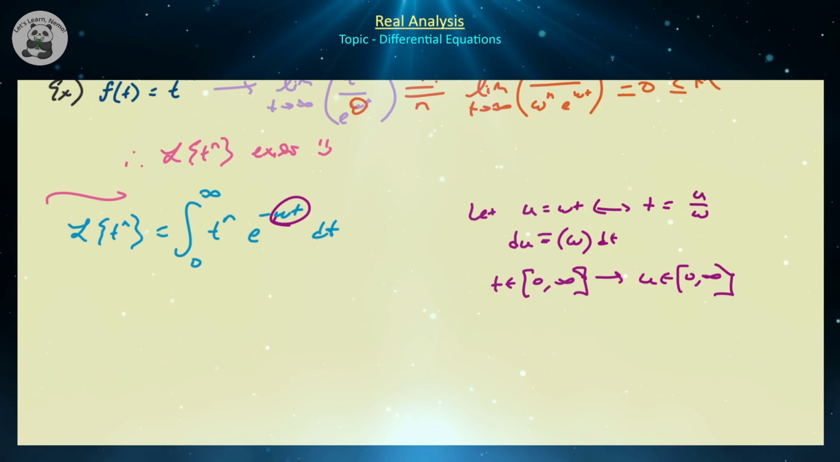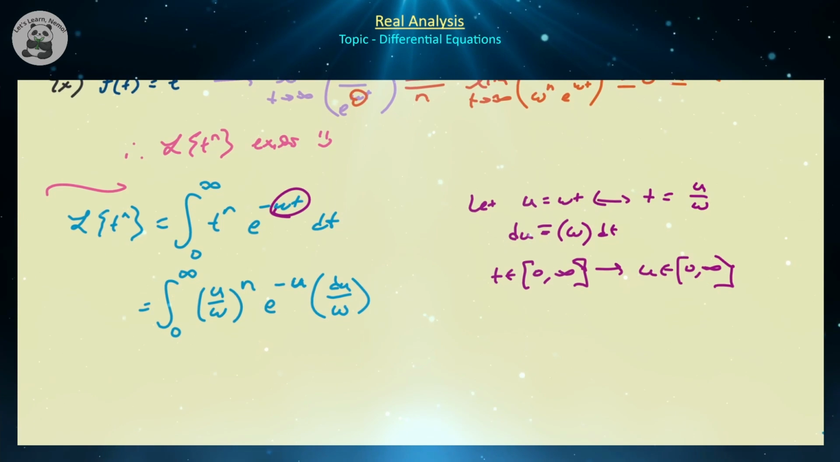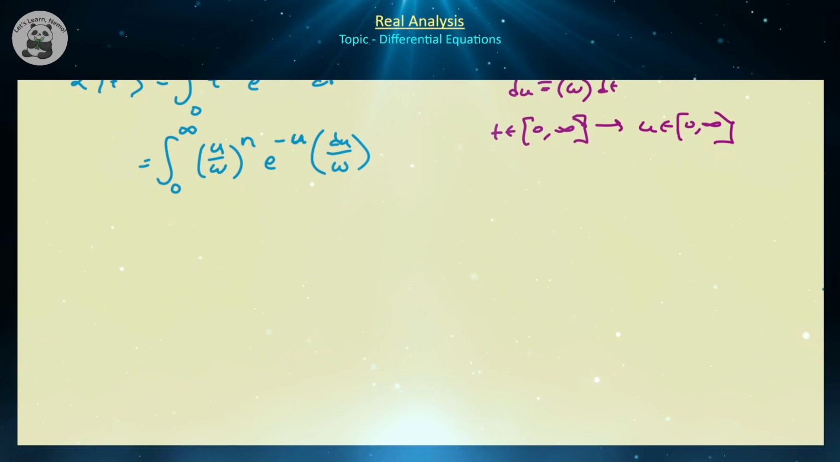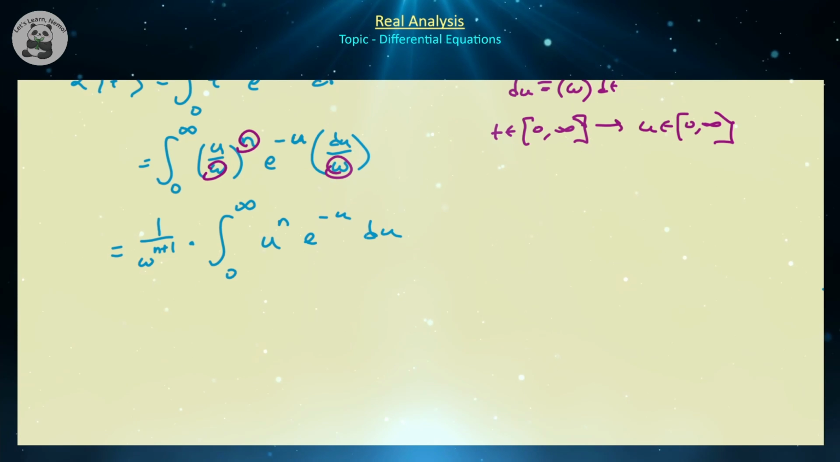So once we do the substitution, this is going to give us the integral from 0 to infinity of t, which is u over omega, to the power of n, e to the minus u, and dt is du over omega. So once we have this, now we just need to do some algebra on this object. Notice that we have n omegas on the bottom, and we also have an omega there. So we can write this as 1 over omega to the power of n plus 1 times the integral from 0 to infinity of u to the power of n e to the minus u du.